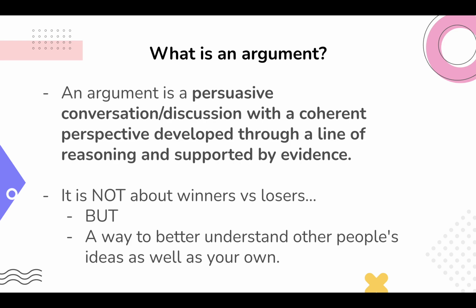Once you have that, you're going to use evidence to support your perspective. And you do that through a line of reasoning. So, line of reasoning essentially means how you're getting from point A to point L, M, or N, and all of the different ways that you go about getting there.